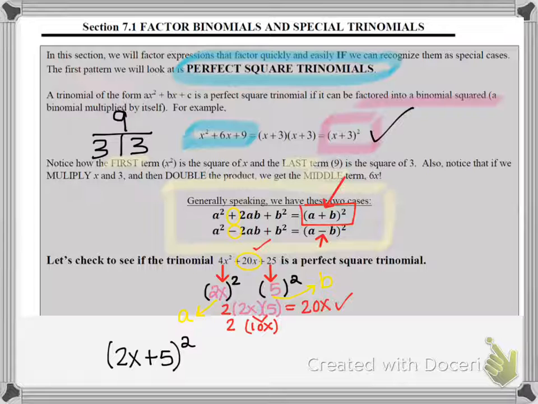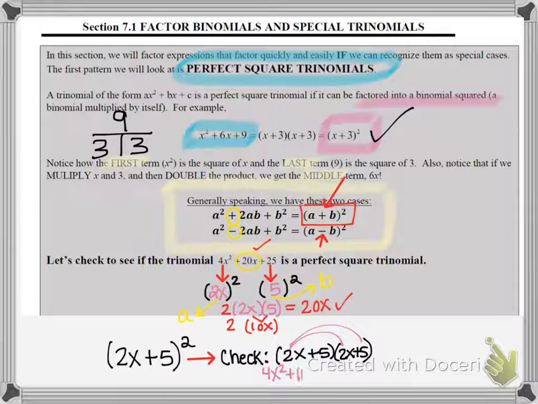Now, let's do a check just to make sure that we understand why that is our final answer. Remember I said don't be lazy, you want to write it out twice. So I want to check 2x plus 5 times 2x plus 5. I'm going to do FOIL. 2x times 2x gives me 4x squared. On the outside I get plus 10x. On the inside I get another plus 10x. And at the end I get plus 25.